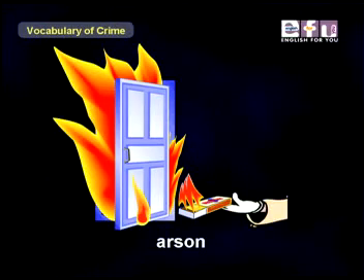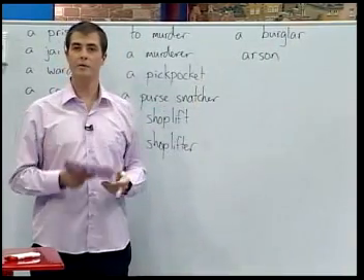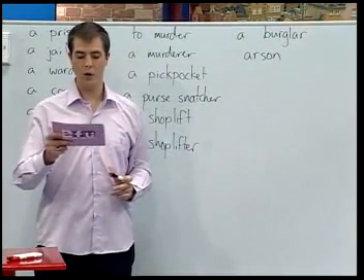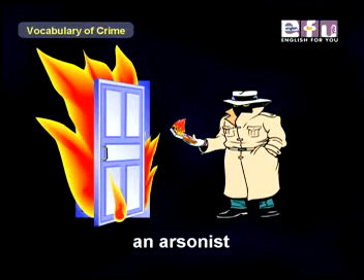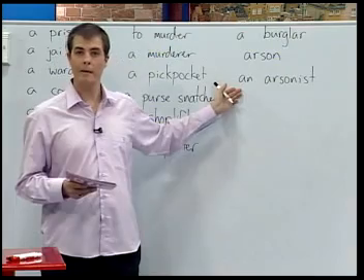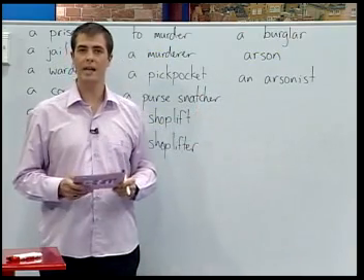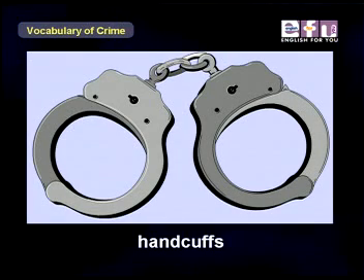Now we have this one, arson. Arson is a crime of deliberately making something burn, usually a building. An arsonist. An arsonist is a person who commits the crime of arson. This person deliberately lights a fire or makes a building burn. Three more.